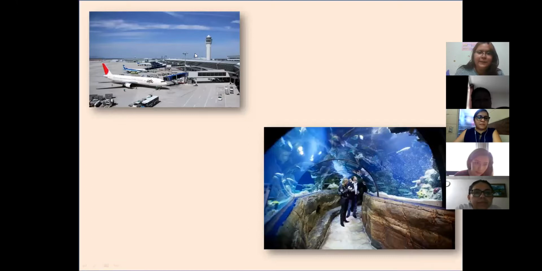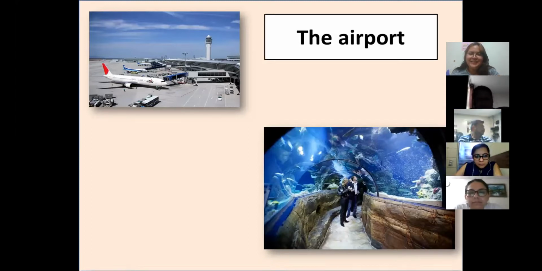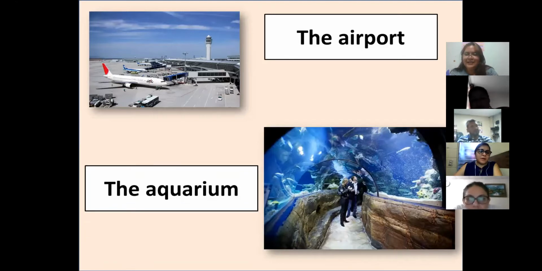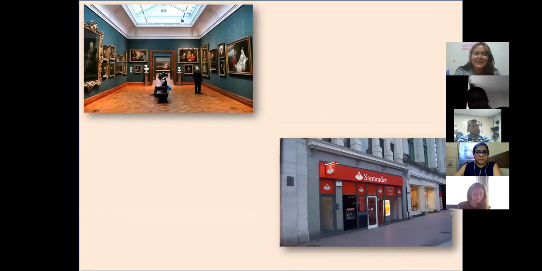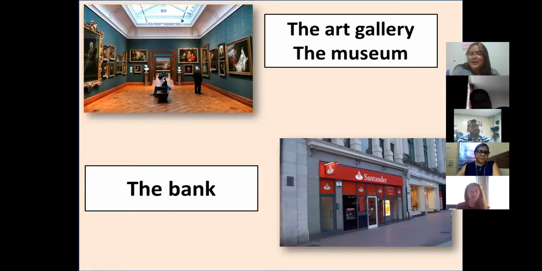So look at the different places. The first one is the airport. Yes. The next one is the aquarium. Yes, the airport and the aquarium. Next, the museum. Okay. The bank. You can say the museum or you can say art gallery. Art gallery. And museum. Santander is the bank. That's right.